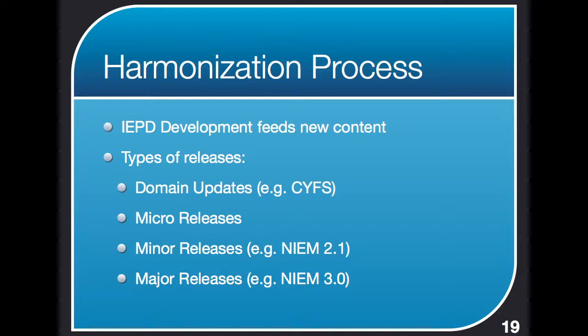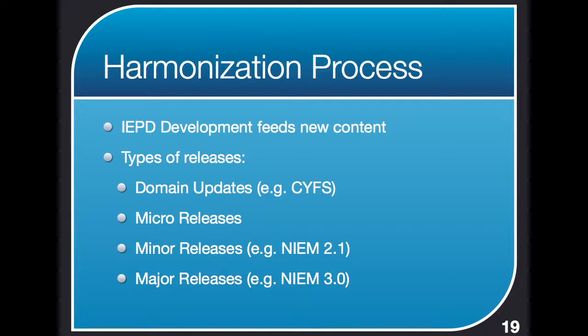Then finally, there's a major release. The one that's upcoming will be NIEM 3.0, for which there is now approval and motion on. So there will be a NIEM 3.0. I'm not going to give you a time frame because you know how those things go, but there will be a NIEM 3.0. And with a major release, well, all bets are off. We can change everything. Now, of course, we won't change everything, but we'll change a lot of stuff.